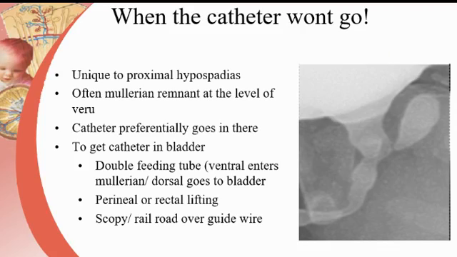Now sometimes the catheter won't go. This is a problem unique to proximal hypospadias, where you may encounter a Mullerian remnant at the level of the verumontanum, and the catheter preferentially goes into the Mullerian remnant. To get the catheter into the bladder, sometimes you may have to pass a double feeding tube. The ventral one enters the Mullerian remnant, and the dorsal one usually goes into the bladder, or you can lift the area with perineal pressure or a finger at the rectum, or you may sometimes have to use a cystoscope and then put a guide wire and then railroad the catheter over the guide wire.